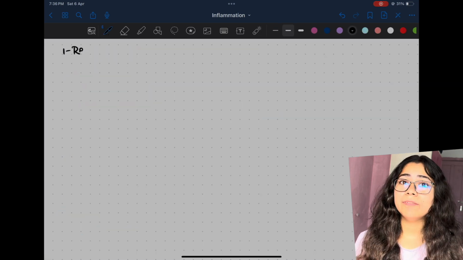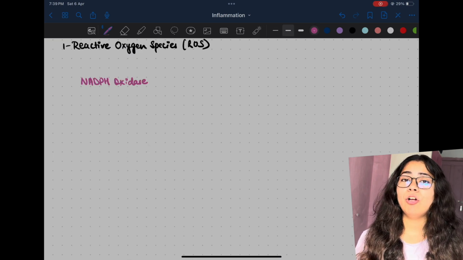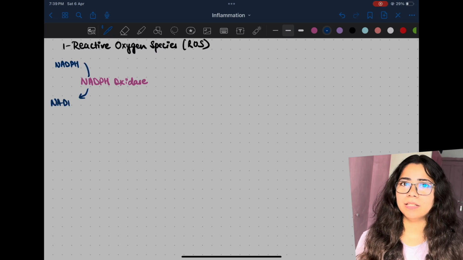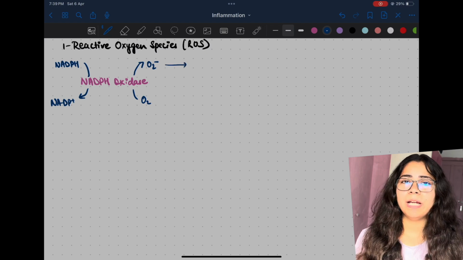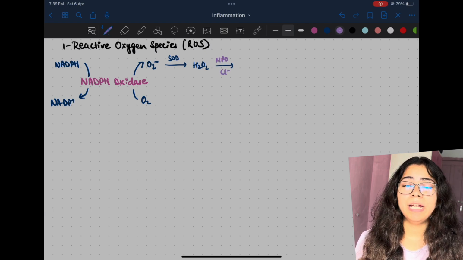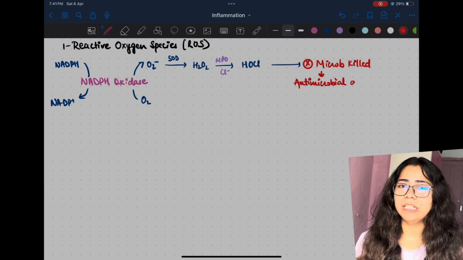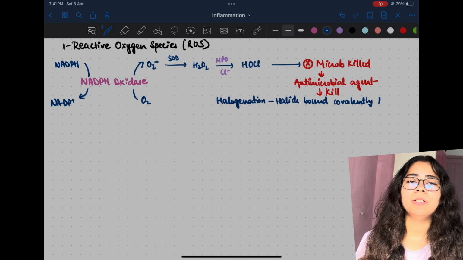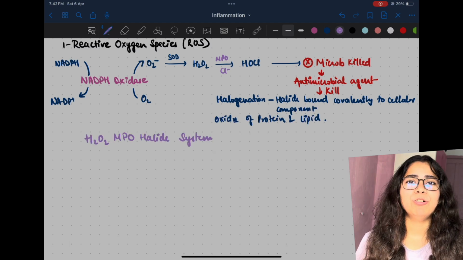Let's first see how reactive oxygen species kill the bacteria. NADPH oxidase, as the name says, will oxidize NADPH to NADP+, and in turn reduce oxygen to superoxide anion, that is O2-. O2- will now be converted to H2O2 by superoxide dismutase. Then this H2O2 will be converted to HOCl by myeloperoxidase in the presence of a halide like Cl-. HOCl is an antimicrobial agent that will kill the bacteria by halogenation, in which halide will bind to the cellular component covalently, and also by oxidation of protein and lipid. This is the H2O2 MPO halide system.